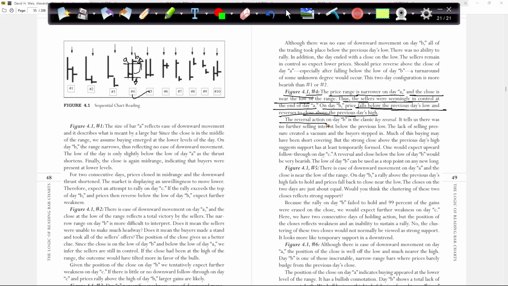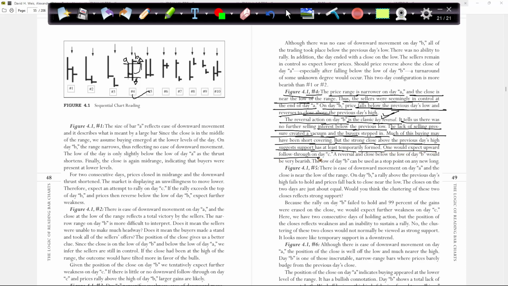The reversal action on day B is the classic key reversal, and it tells us there was no further selling interest below the previous low. The lack of selling pressure created a vacuum, and the buyers stepped in. Much of this buying may have been short covering, but the strong close above the previous day's high suggests support has at least temporarily formed. One would expect upward follow through on day C.